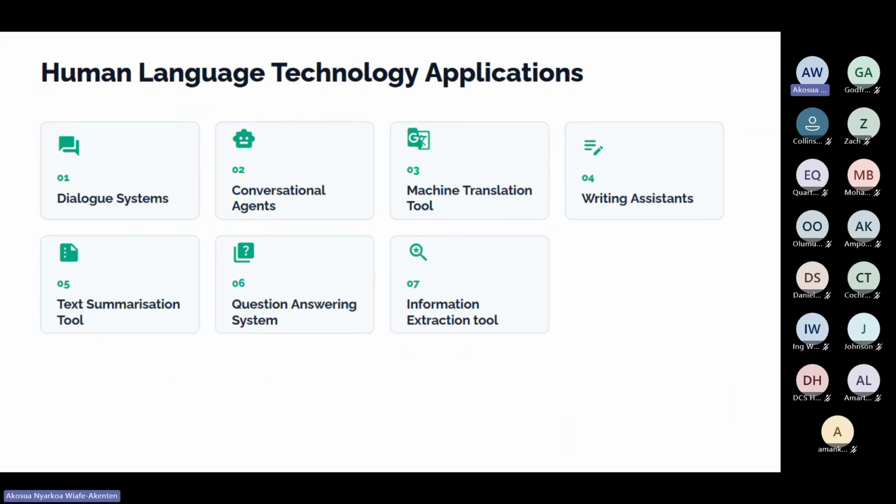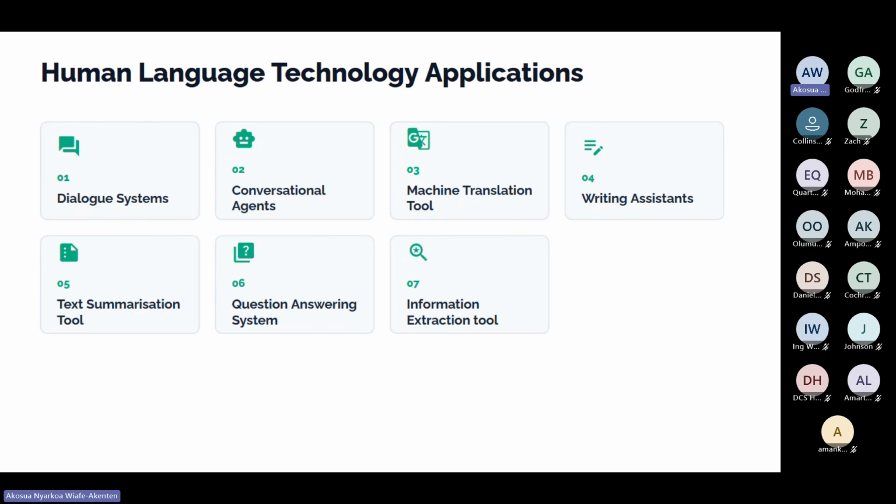Okay, so these are sample solutions. This is not an exhaustive list. These are sample applications that fall under this track. If you are thinking along these lines, then it means that your solution is in line with this track. So: dialogue systems, conversational systems, machine translation tools, writing assistants, text summarization tools, question answering systems, information extraction tools. If you think that the solution you are going to be developing will fall under any of these, then your solution is under this track.